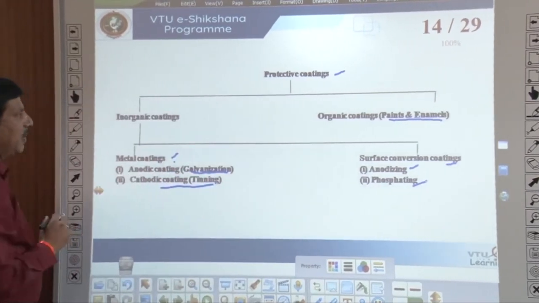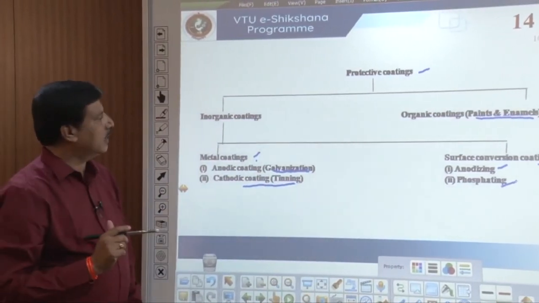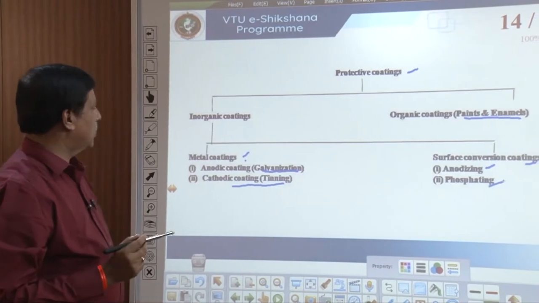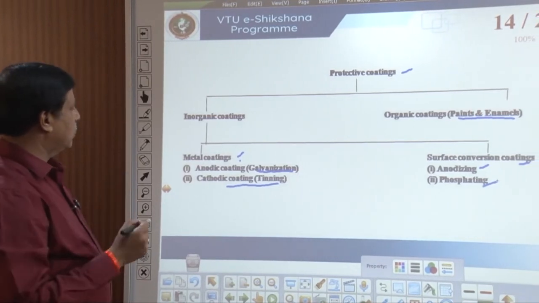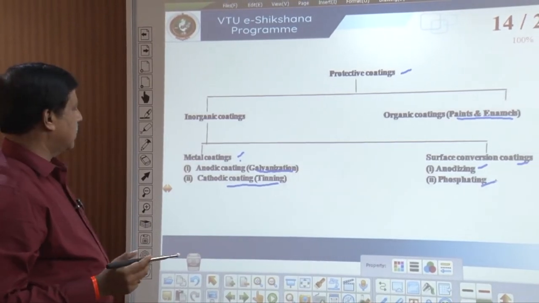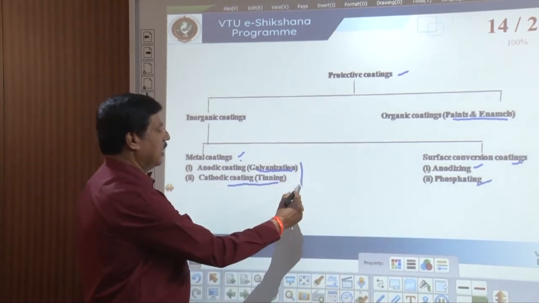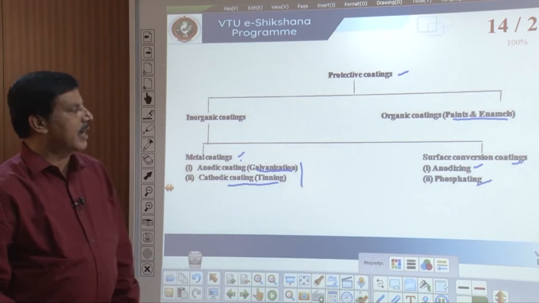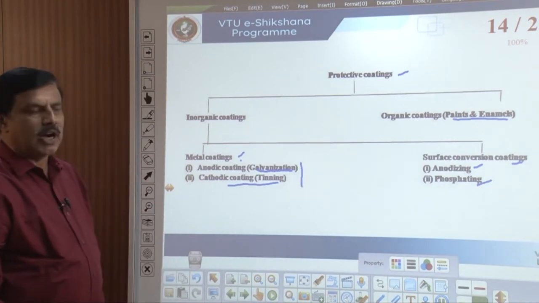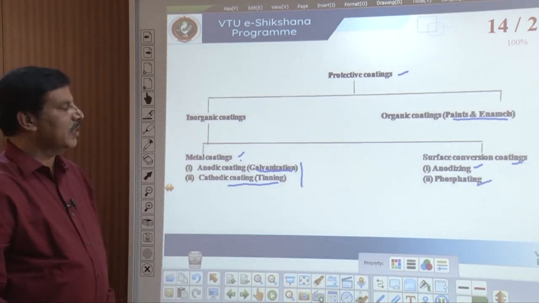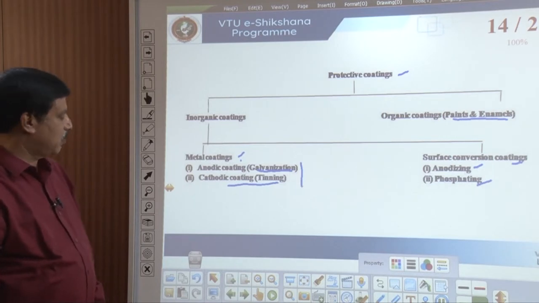Protective coatings are divided into two parts, inorganic and organic coatings. Under inorganic coatings are metal coatings, for example anodic and cathodic coatings, where you are going to study galvanization and the tinning process, and surface conversion coatings, anodizing of aluminium and phosphating. These are the methods I am going to explain next.